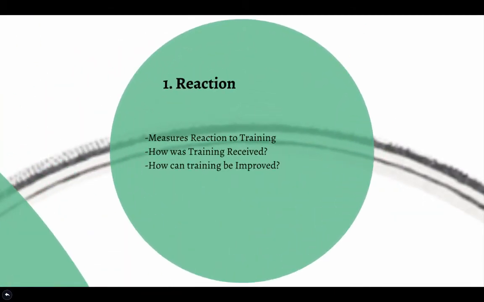Level 1 is reaction. This level measures how your participants reacted to the training. Obviously, you want them to feel that the training was a valuable experience, and you want them to feel good about the instructor, the topic, the material, its presentation, and the training environment. It's important to measure reaction because it helps you understand how well the training was received by your audience. It also helps you improve the training for future trainees, and also identifies important areas or topics that are missing from the training.